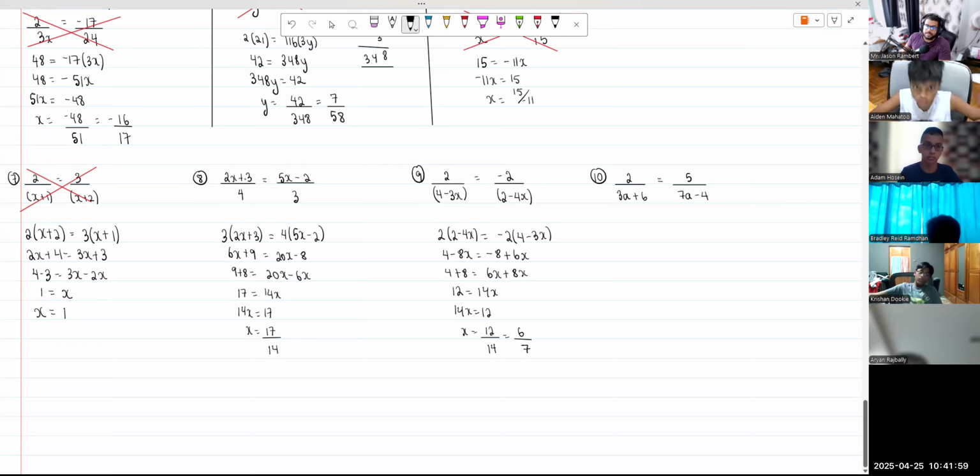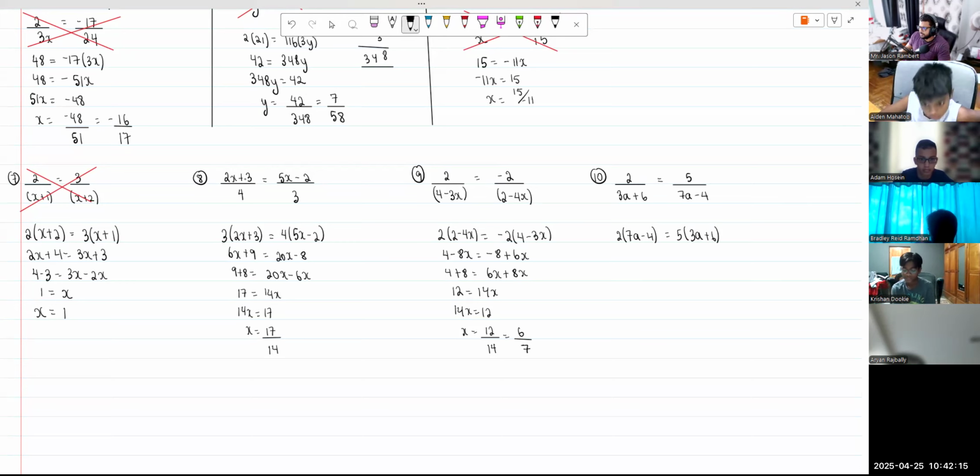So let's pay attention and see where some of you made mistakes. First thing I'll do, as usual, is cross multiply. 2 open bracket 7a minus 4 is equal to 5 open bracket 3a plus 6. 14a take away 8 is equal to 15a plus 30.